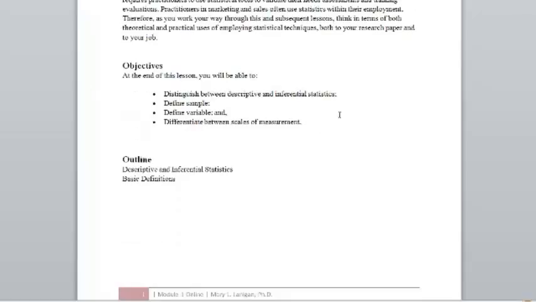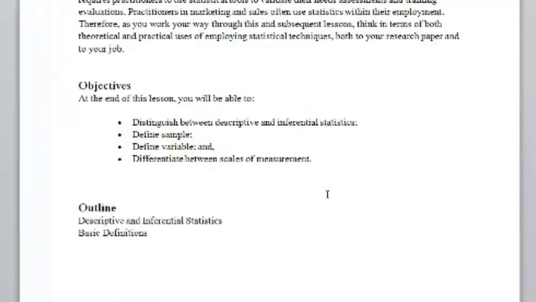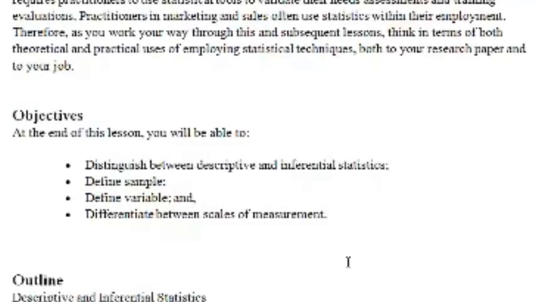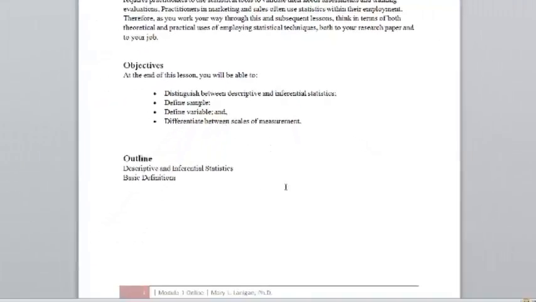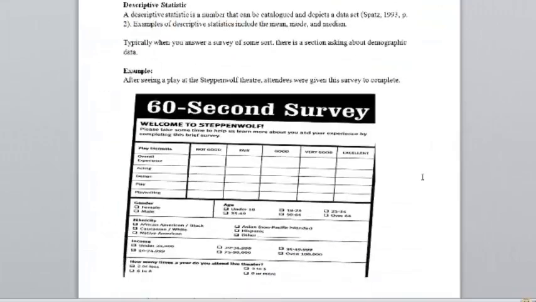Now, if you look on page 1 of this workbook, you'll see that for this module, module 1, we're going to cover 4 objectives. So we're going to distinguish between descriptive and inferential statistics. We're going to define a sample, we're going to define a variable, and we're going to differentiate between the scales of measurement. Okay? So if you turn to page 2, we are going to begin with talking about descriptive statistics.